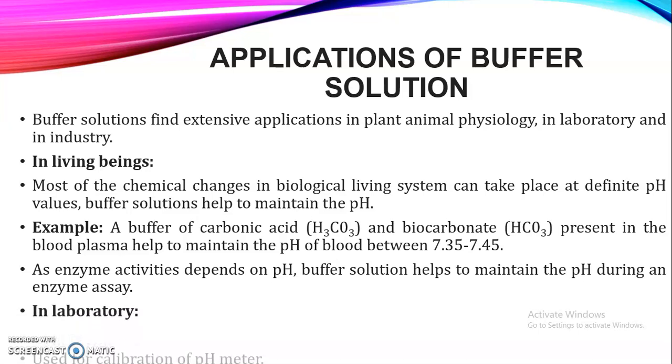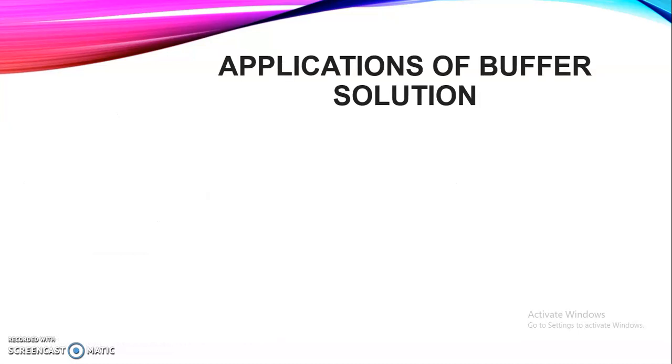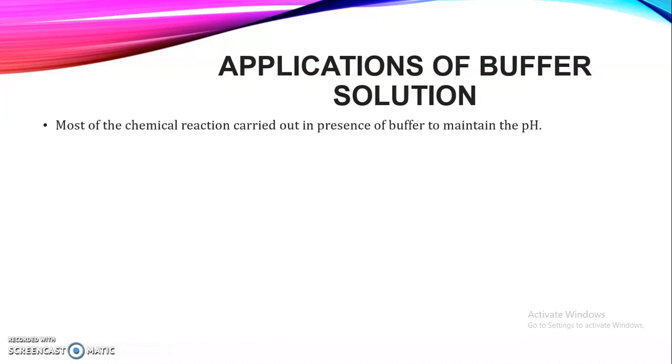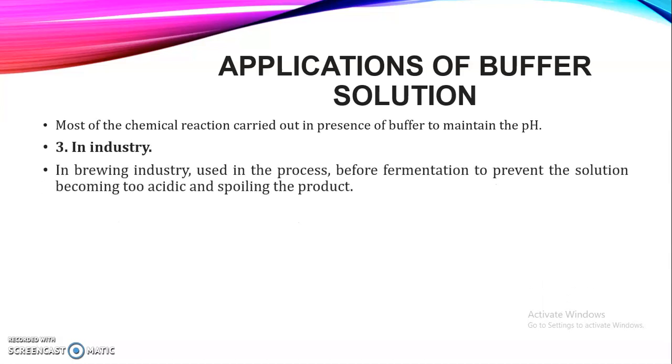Now, in laboratory, buffer solutions are used to calibrate the pH meter. Most of the chemical reactions are carried out in presence of the buffer solution to maintain the pH of that particular solution. Now, in industry, in brewing industry, it is used in the process before fermentation to prevent the solution becoming too acidic and spoiling the product.